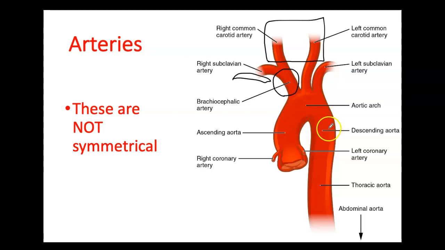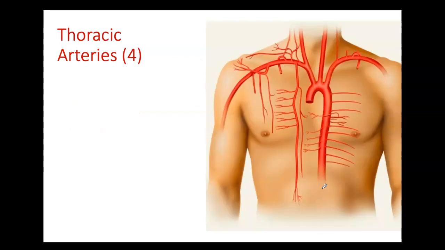As it curves around, it's going to now come down and become the descending aorta, and it's going to become thoracic and then abdominal aorta, right? It's one big distributing hose. Okay, if you look at it more here within the chest, you got that idea again.